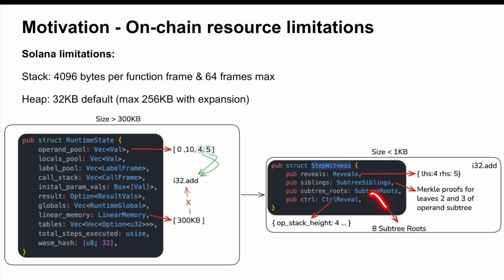We have the other subtrees, and we have the control variables that have information like stack height 4, because we only have these two variables, so we don't know the stack height. So this control reveal has all the necessary information.